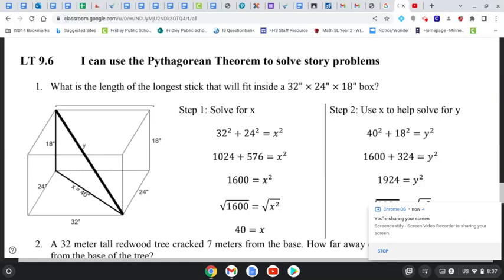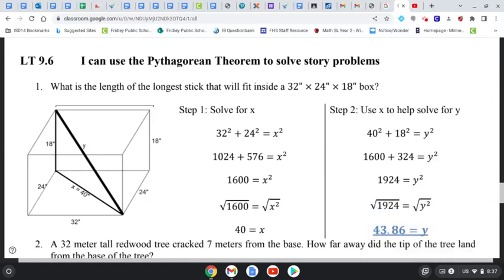All right, welcome to lesson 9.6. In this lesson, we're going to be looking at the Pythagorean theorem to solve word problems. We're almost done with chapter 9. We're going to be looking at one more lesson tomorrow called the distance formula. Then we'll be doing a project and a test.